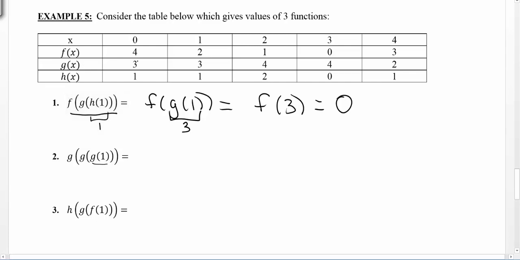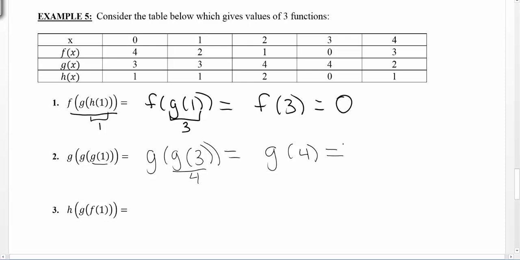So we go to our independent value of 1, we go down to our g dependent value, and we get 3. So that means that we can substitute that in, and now we're looking for g of 3. G of 3 means we're going to go over to the x value of 3 and again go down to the corresponding g output, which is 4.